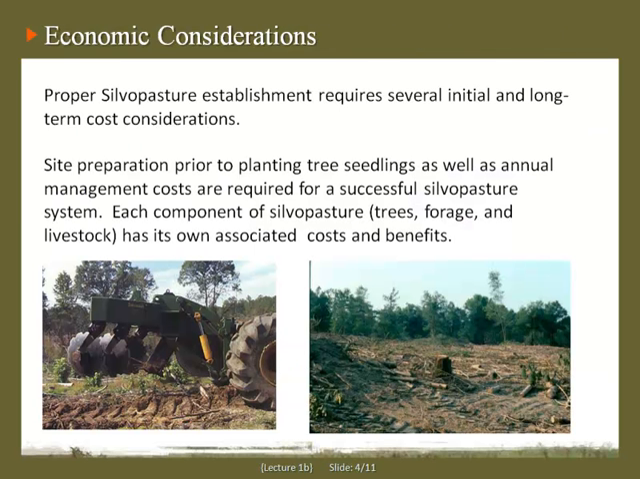Proper silvopasture establishment requires several initial and long-term cost considerations. Site preparation prior to planting tree seedlings as well as annual management costs are required for a successful silvopasture system. However, these production costs are reduced and marketing flexibility is enhanced by distributing management costs between the tree, forage, and livestock components, each of which has its own associated costs and benefits.